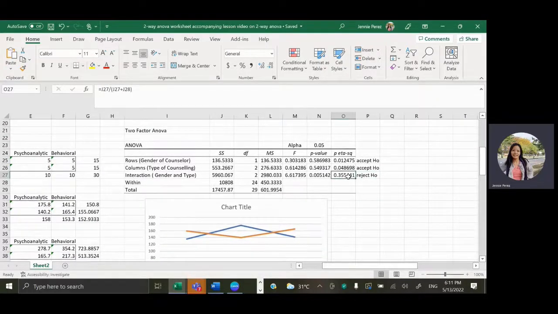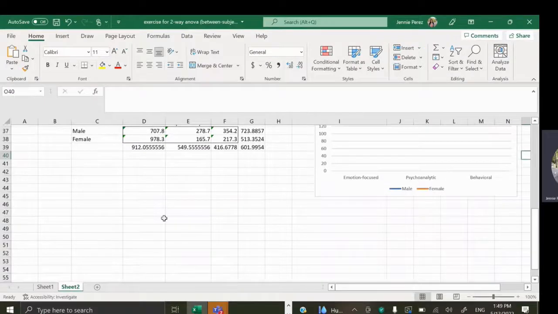And we can see here that the effect size of the interaction, represented by eta squared, is large. It is 0.3554. So we can interpret that as 35.5% of the variability in the grief scores of the participants can be attributed to the interaction between gender of the counselor and type of counseling used.